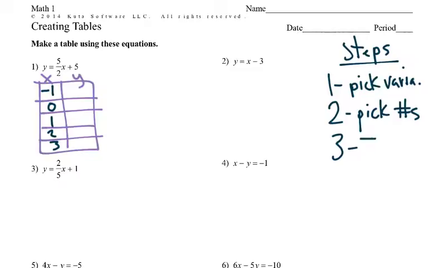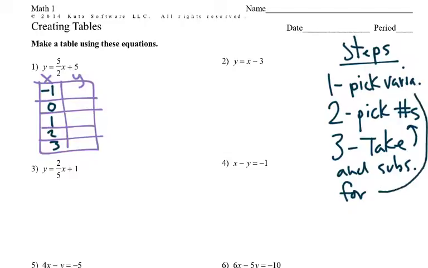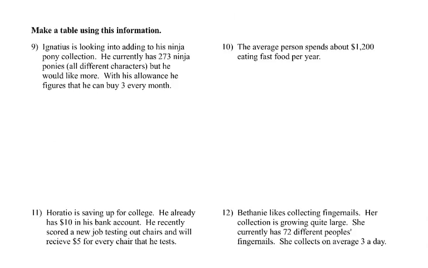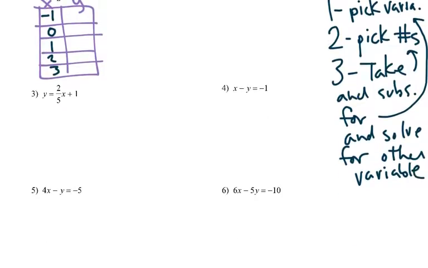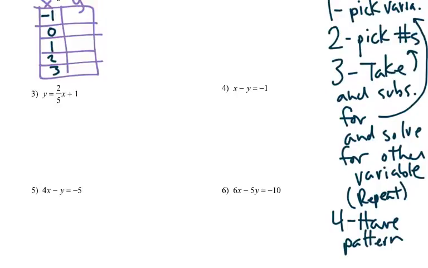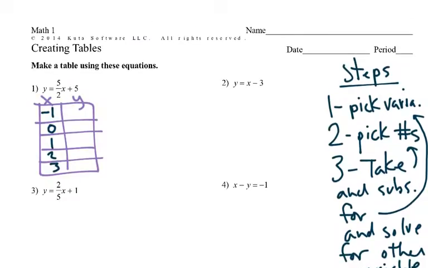Now I take the picked numbers and substitute them for the picked variable, and solve for the other variable. I do this as many times as needed, so repeat if needed. What I want to find is the pattern. Once I have the pattern, I use the pattern to fill out the rest. So, step 3. We've got that one right here.